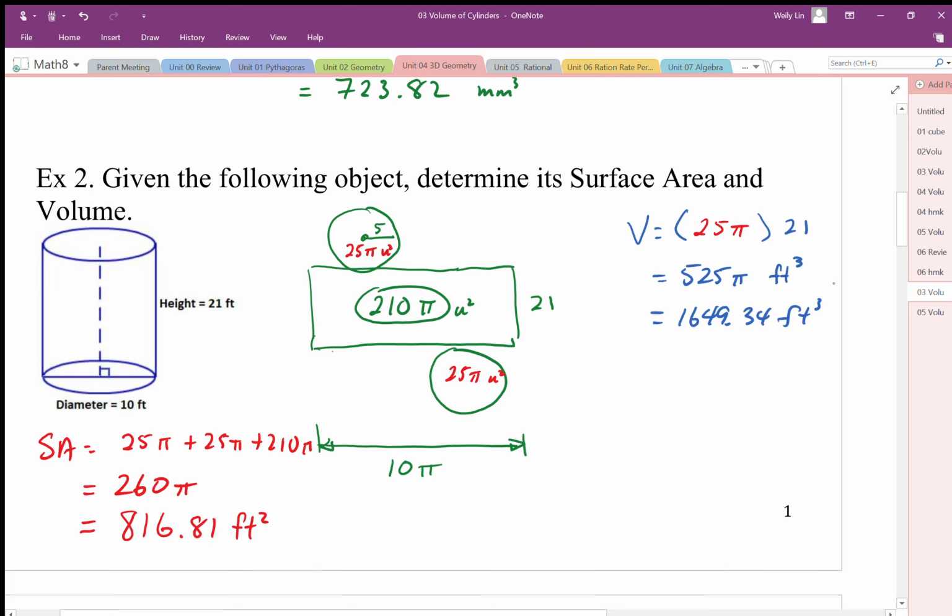And again, if you're off by a little bit, if you get about 1,650, that's close enough, because if we do any rounding, that's going to show up in our final answer.